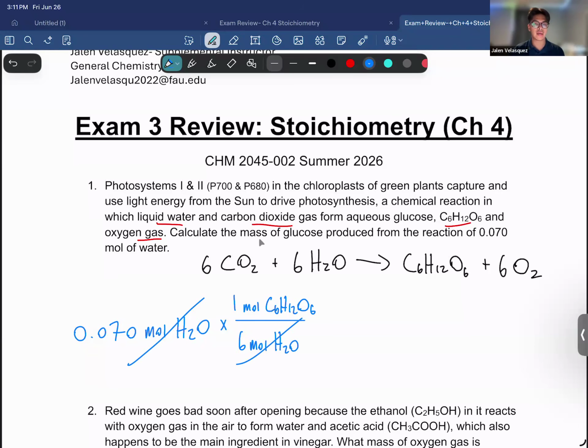I'm left with the moles of glucose. From the moles of glucose, I can go to the mass of glucose, right? By using the molar mass. So now I want the moles to cancel. Then you just look on the periodic table, figure out the molar mass for C6H12O6. It's 180.16 grams. And then the moles of your glucose cancel, you're only left with the mass or the grams of glucose.